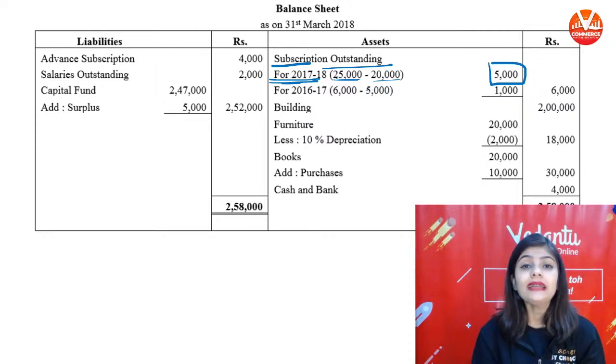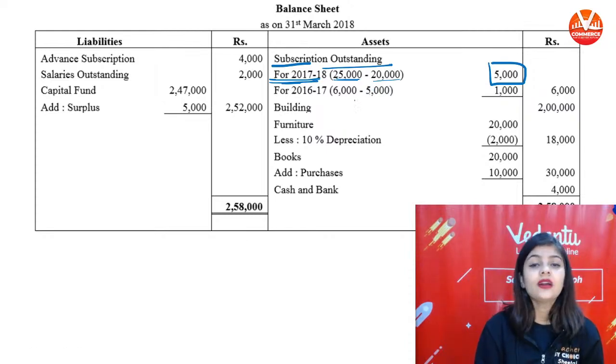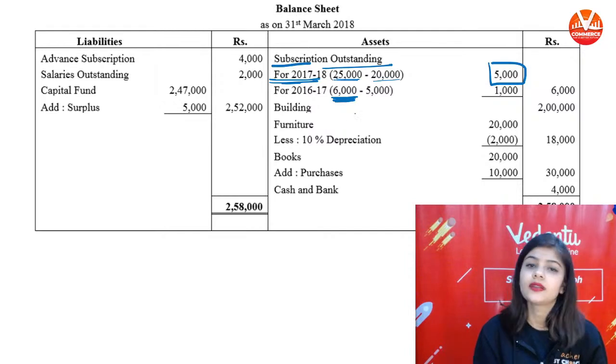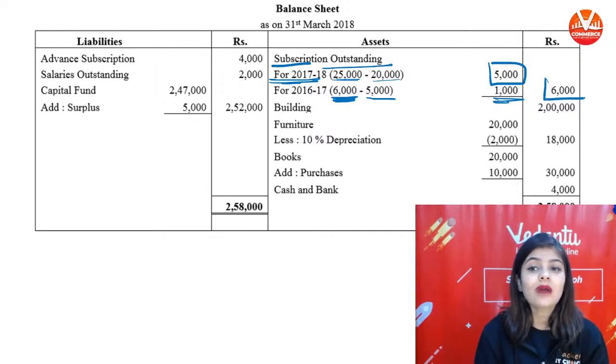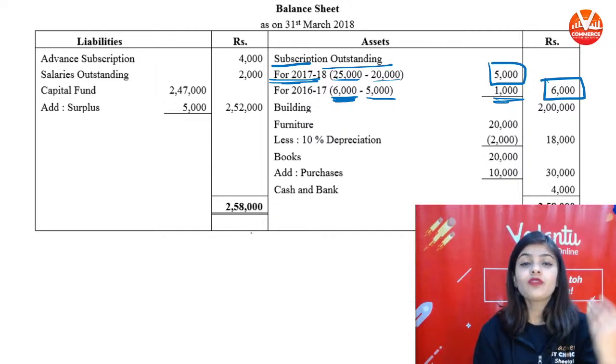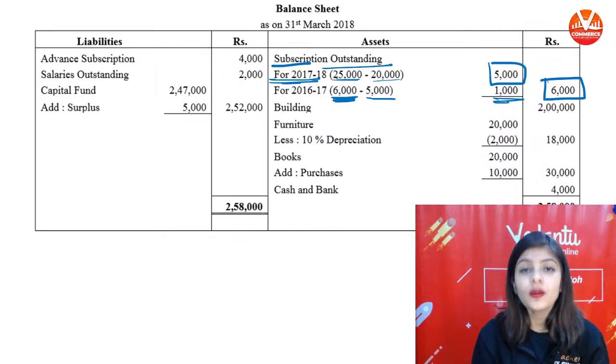Subscription outstanding for previous year was 6,000, out of which we have received 5,000. So 6,000 minus 5,000, 1,000 are still outstanding. So total subscription outstanding is 6,000, 5,000 for current year and 1,000 for previous year.